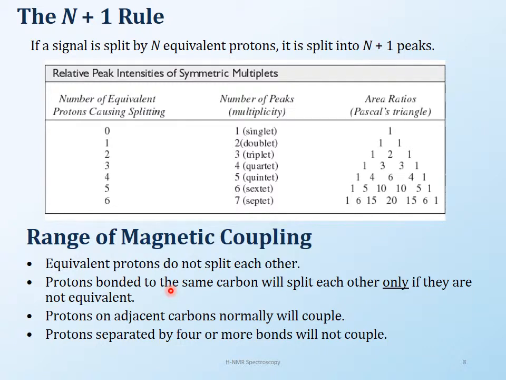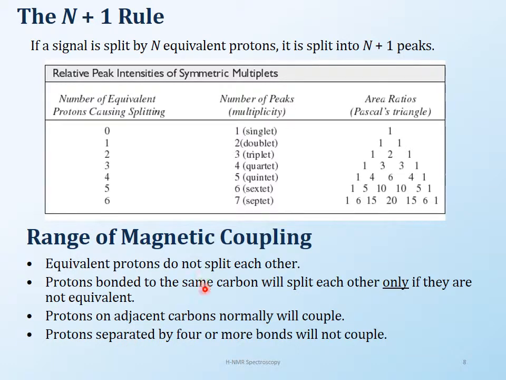So nothing is going to split with whatever hydrogen is on the same carbon. You're looking at the neighboring carbon. The only way a proton is looking at the same carbon is when you have two different hydrogens. We'll see an example of that later on. Otherwise, you're only looking at neighboring carbons, not at itself. Only protons on adjacent carbons will couple, which means that if something is farther away than one carbon, it is not going to couple. Protons separated by 4 or more bonds will not couple, which is exactly what we just said. Only adjacent carbons will couple.